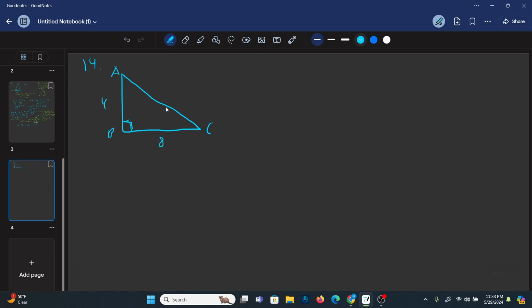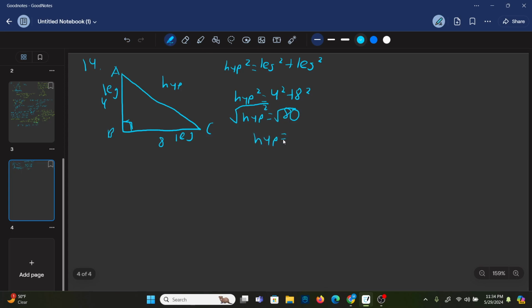We can't count this one because it's a diagonal on the graph. So we need to solve this using the Pythagorean theorem. If we recall, the Pythagorean theorem is hypotenuse squared equals leg squared plus leg squared. This is the hypotenuse, this is one leg, and this is the other leg. So hypotenuse squared equals 4 squared plus 8 squared, which I'll put into my calculator, and we get 80. We need to take the square root so that this cancels. Then hypotenuse equals square root of 80, which is 8.9.